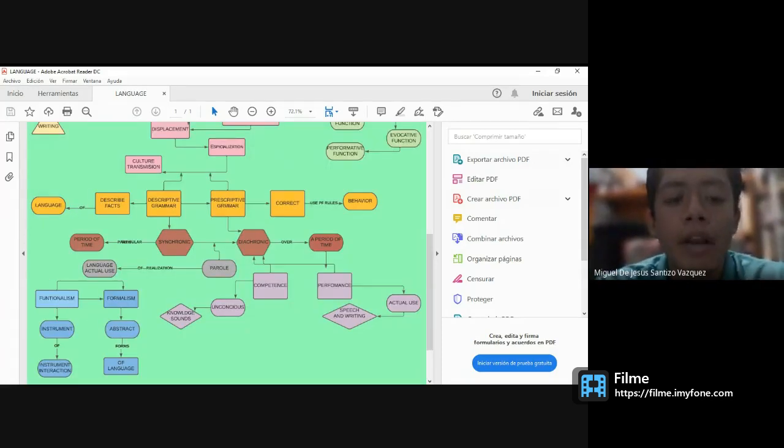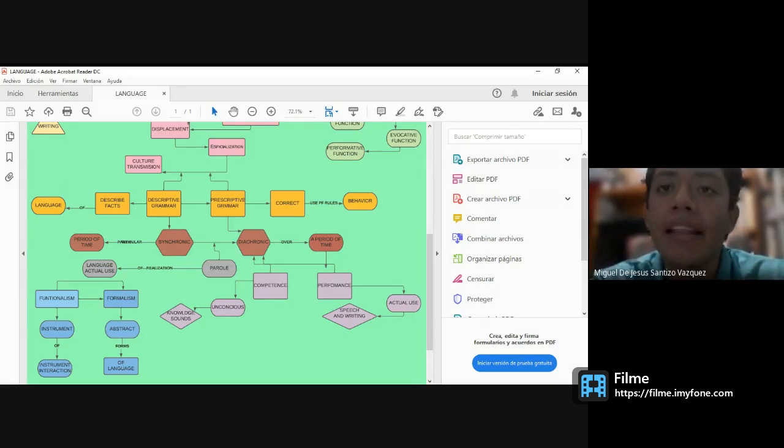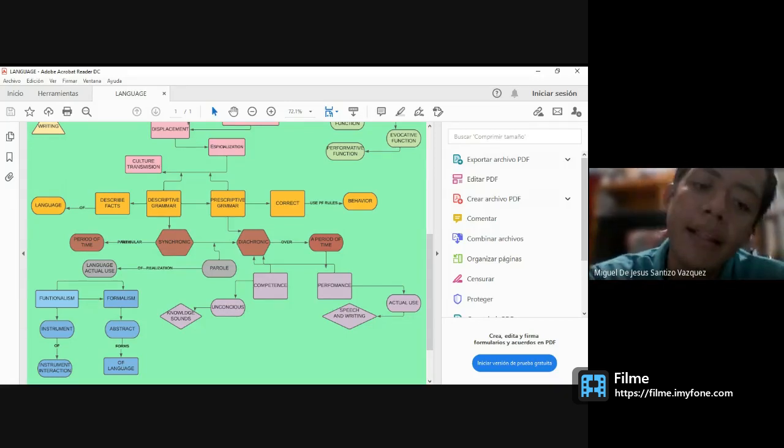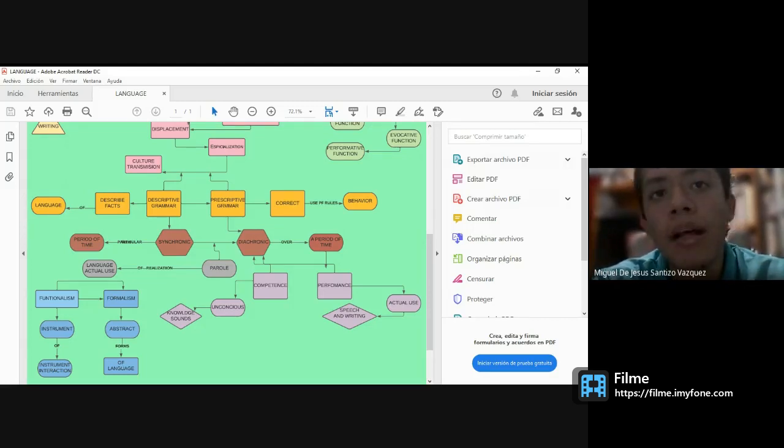Other concepts that we are going to know about language are linguistic competence and linguistic performance. Competence refers to the innate knowledge of sounds and meaning possessed by the native speakers of a language. And performance refers to the actual use of speech and writing by the individual. It is to say that competence is how a native speaker uses the language, and performance is how we, as learners of a new language, use it.